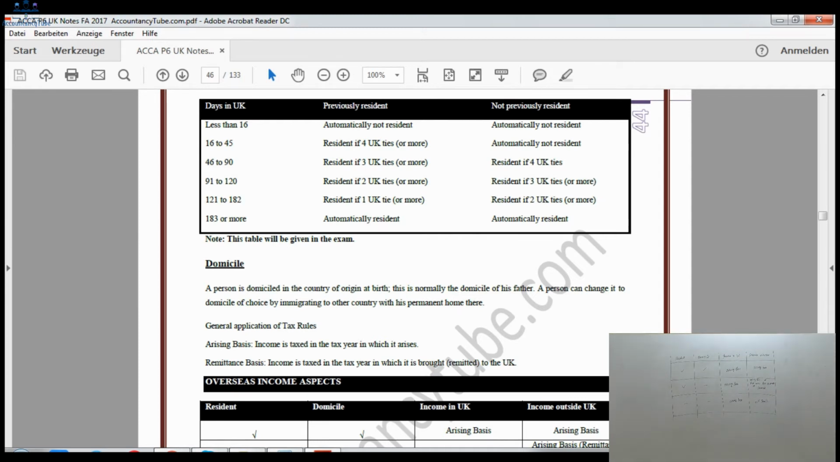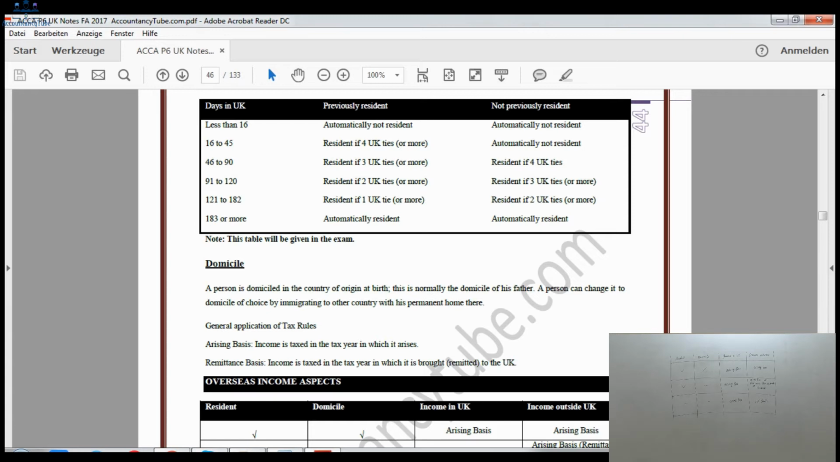What is a UK tie? Family connection in the UK is a UK tie. Having a house in the UK which is made use of is a UK tie. Likewise, there are 5 in total, right? And the next one after that is domicile.